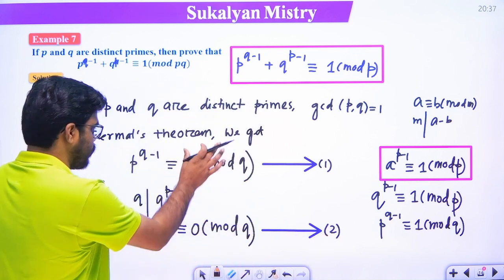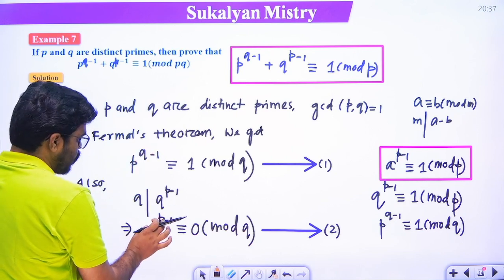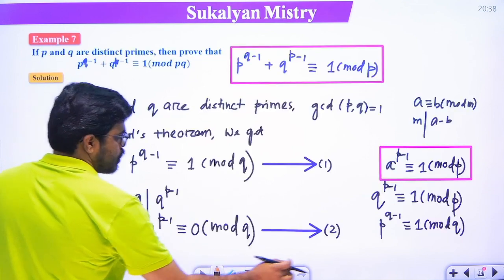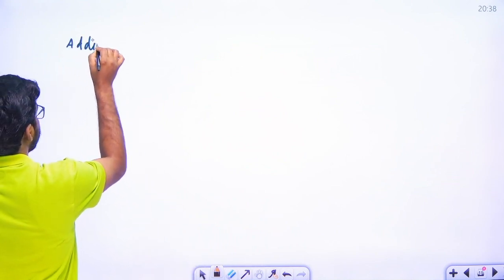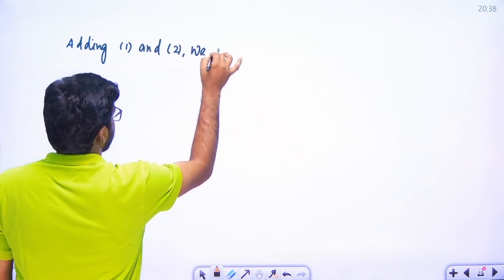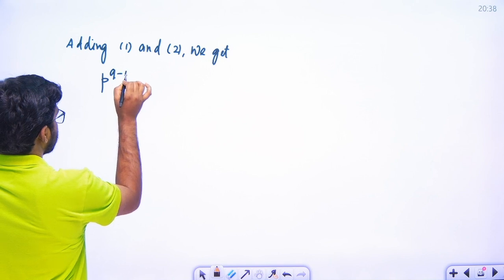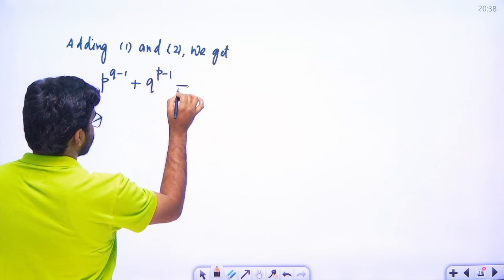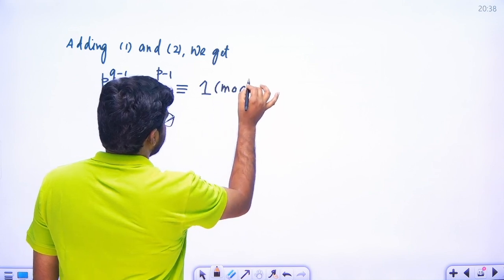Now adding these, if you add, what you get: p to the power q minus 1 plus q to the power p minus 1 is congruent to 1 plus 0, that is 1 modulo q. So adding 1 and 2, we get p to the power q minus 1 plus q to the power p minus 1 is congruent to 1 plus 0, that means 1 modulo q.